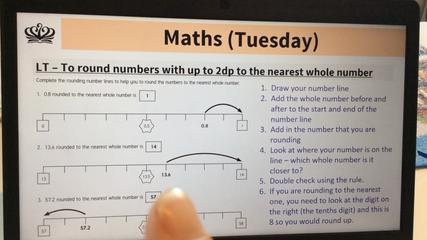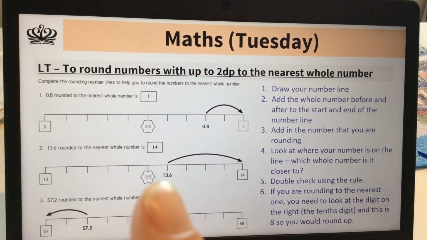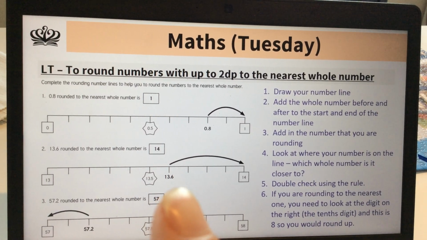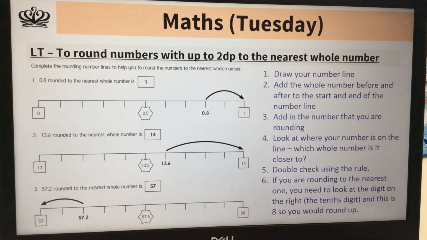But I can also use my rule. Okay, if I'm rounding to the nearest 1, there's my 1 digit, which is a 3. I need to look at the digit on the right, which is our 6. So 6 is going to round up, it's going to round up to 14. Okay.